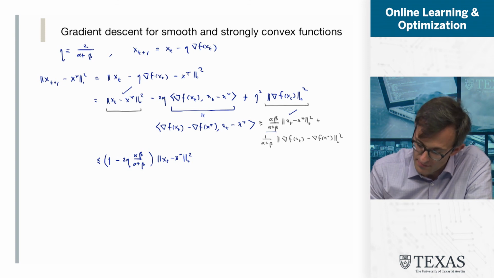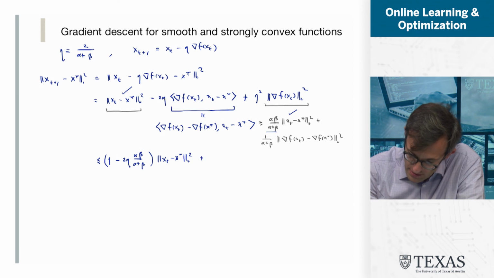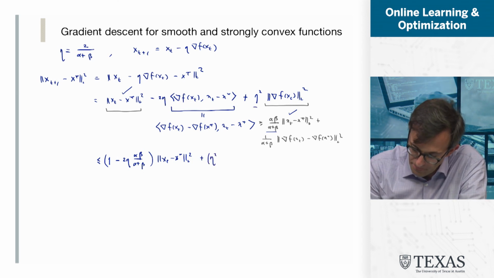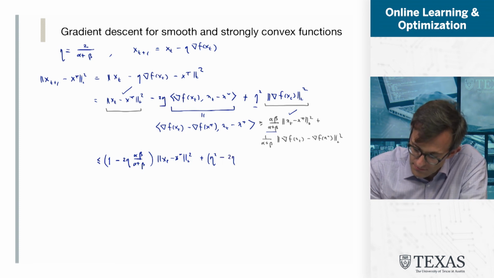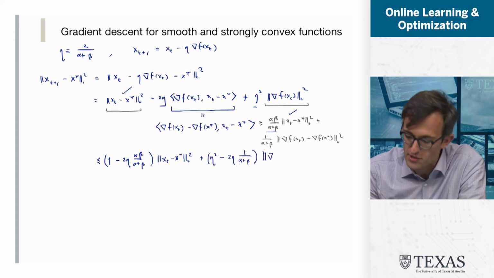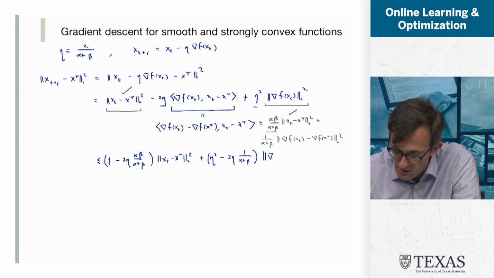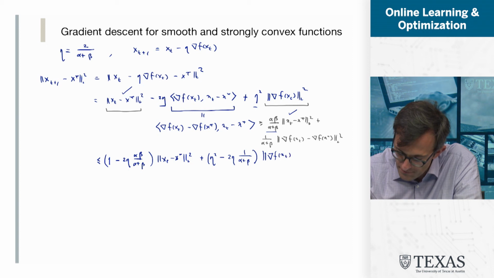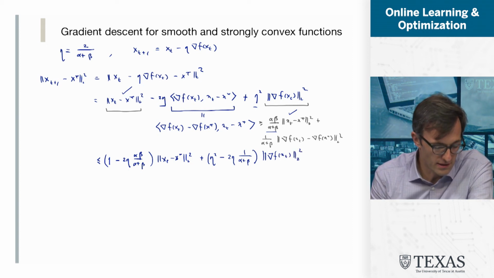And now I have my second term here. So this is equal to eta squared, that's this term, minus 2 eta, that comes from here, times 1 over alpha plus beta times, I'm going to stop writing gradient of f of x star. I'm going to go back to calling that 0 and not bothering to write it. This is bounded in this way.